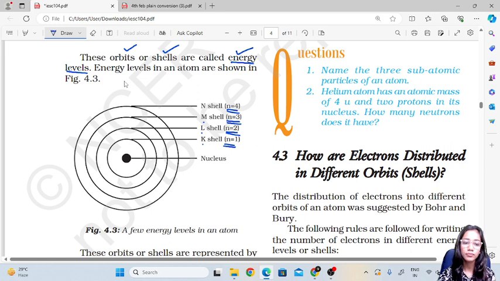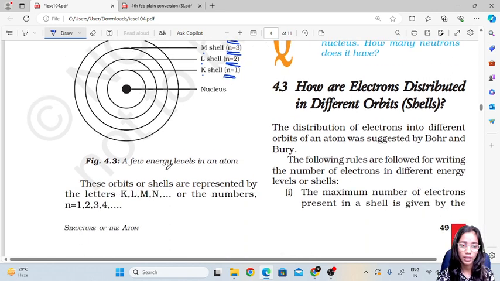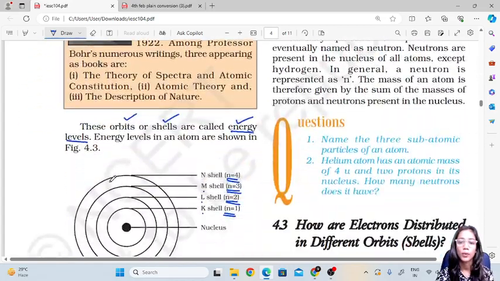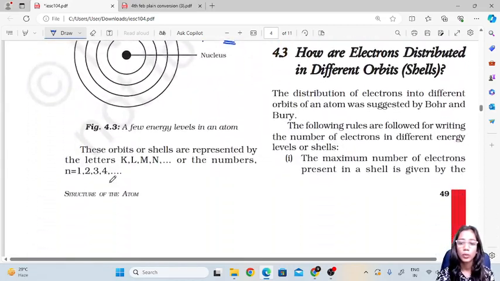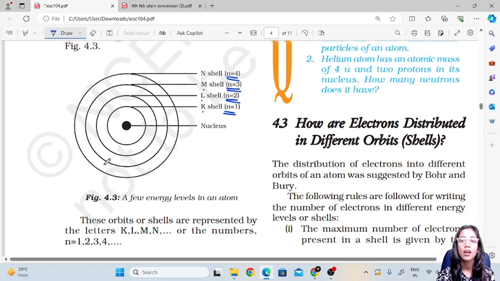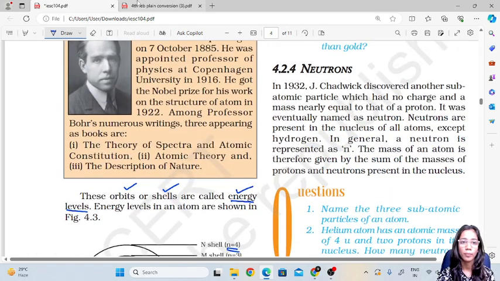The orbits are represented by the letters K, L, M, N, or the numbers 1, 2, 3 and 4, which represent the energy levels. For now we just need to remember that there are these orbits which are present outside the nucleus. Before going on further to understand the significance of these orbits in carrying the electrons, we will be studying another subatomic particle.